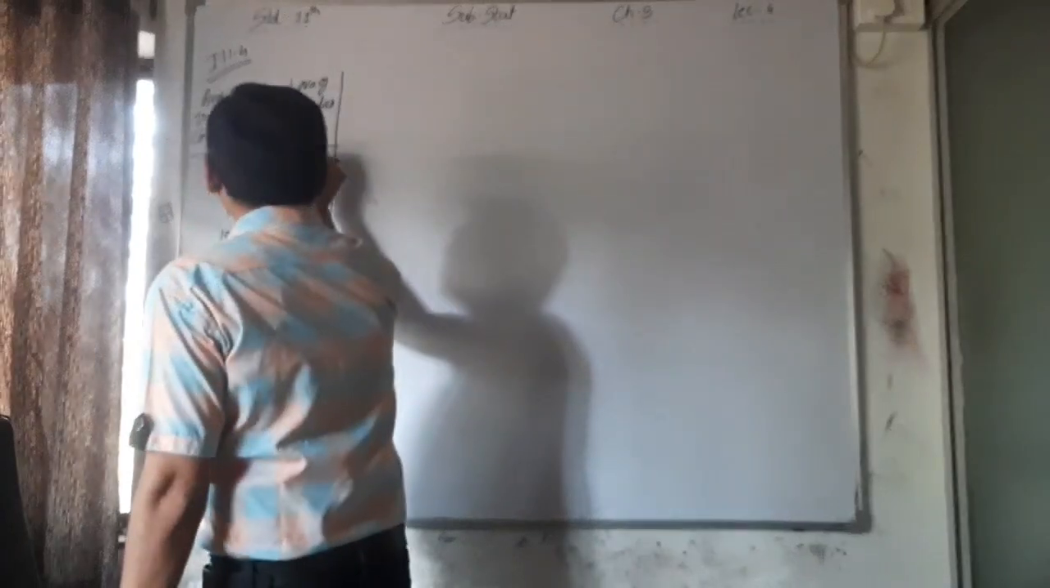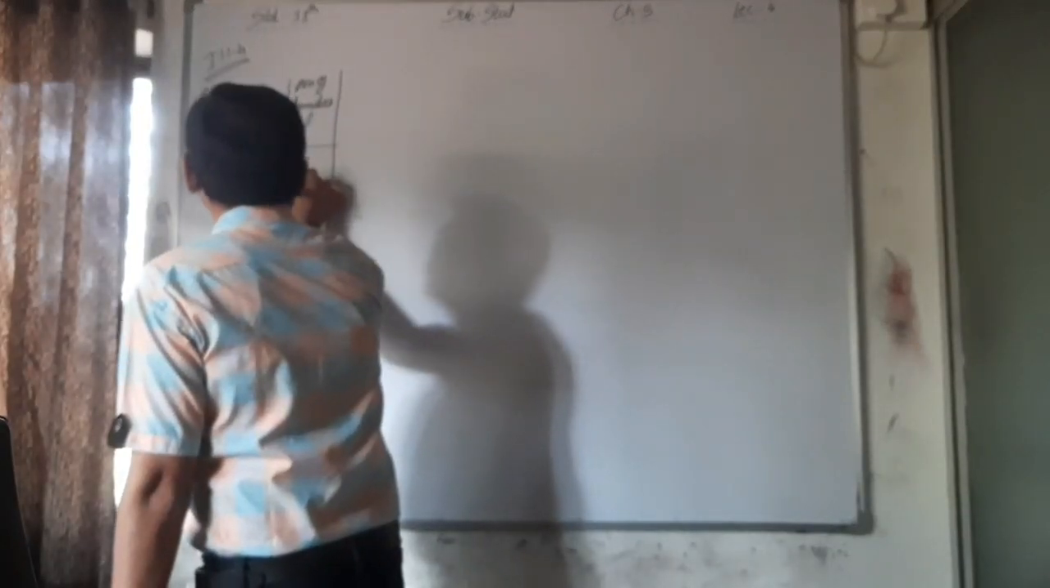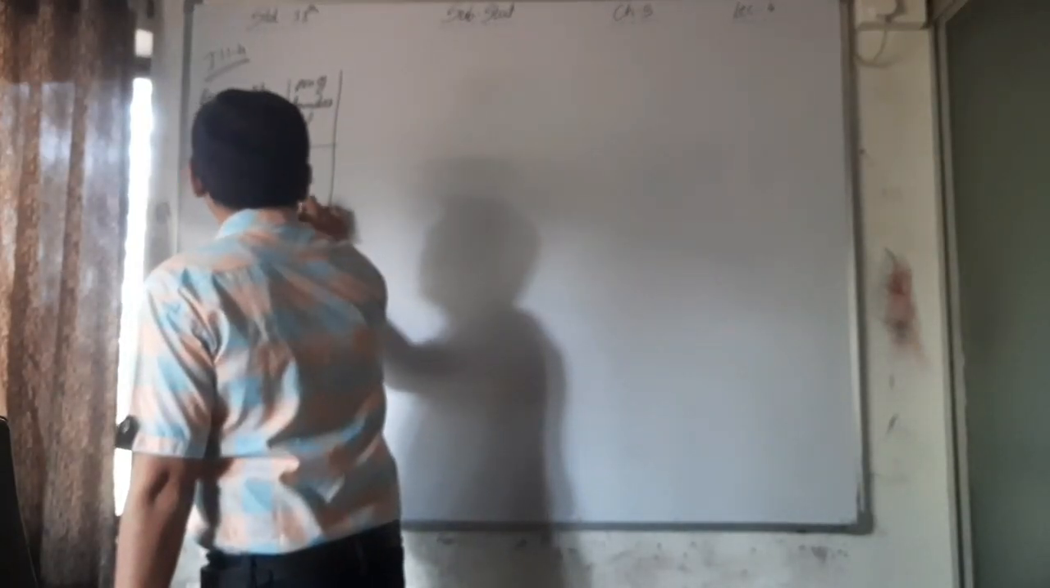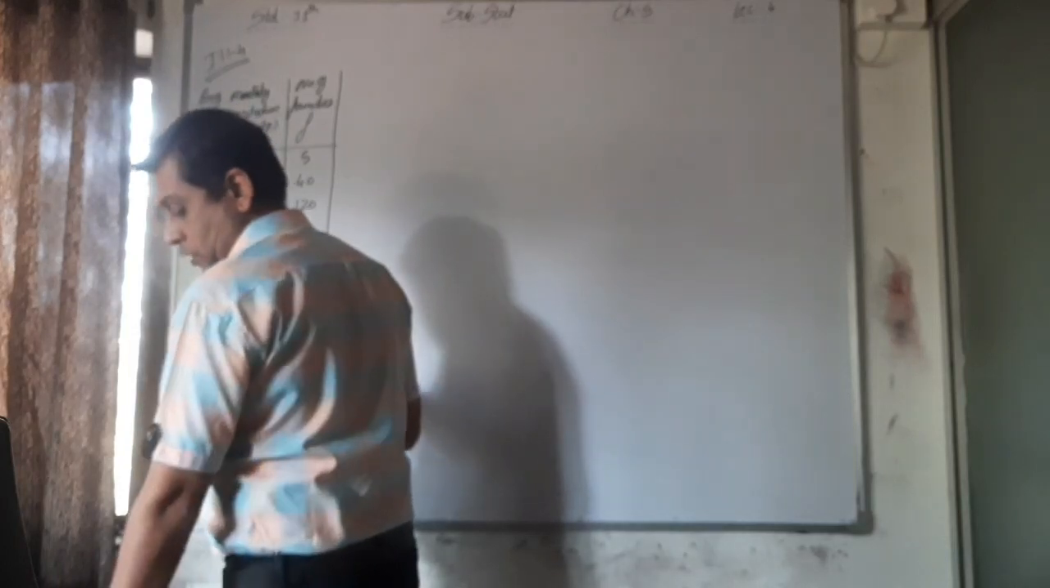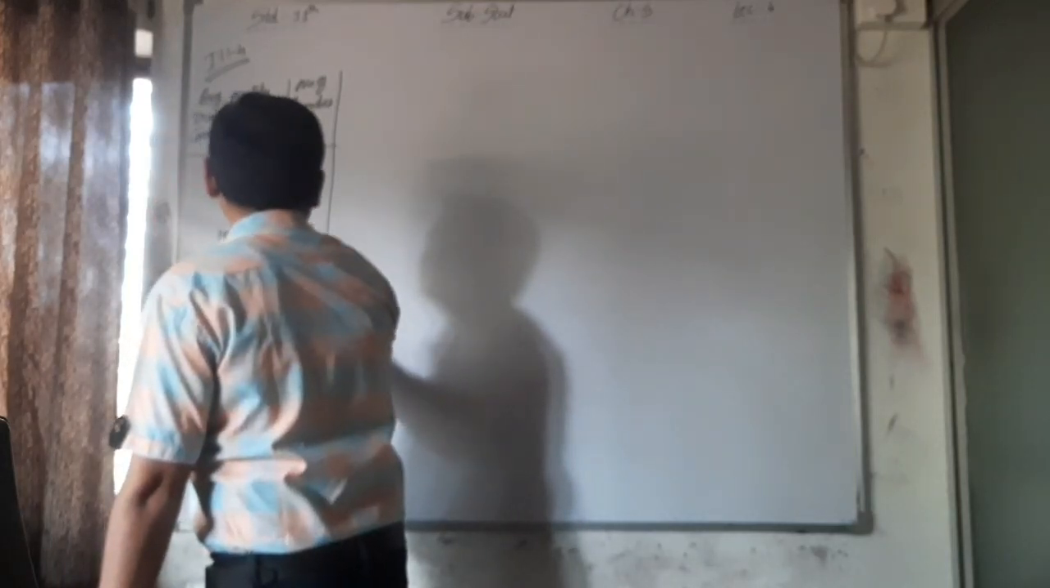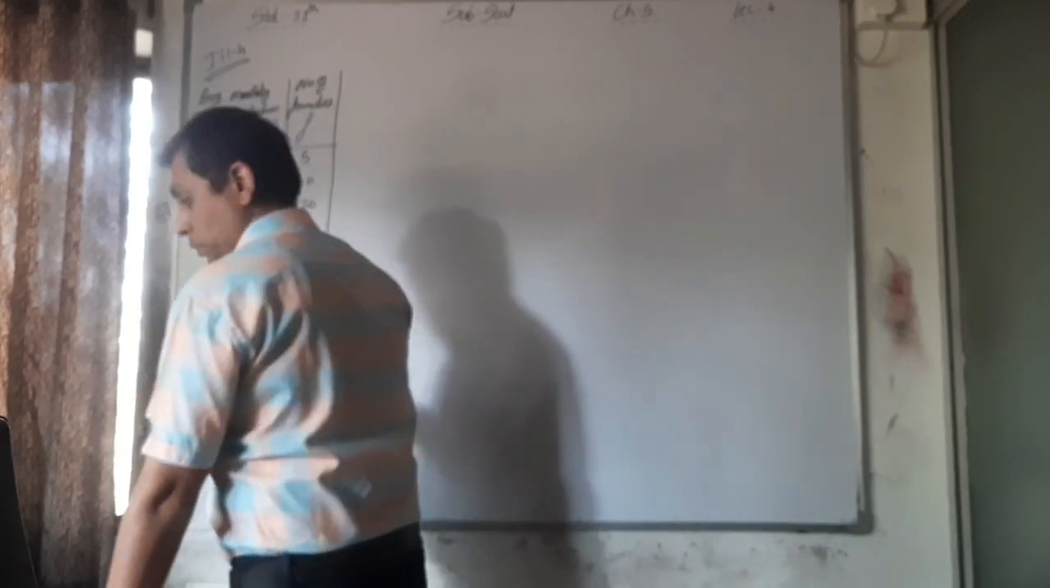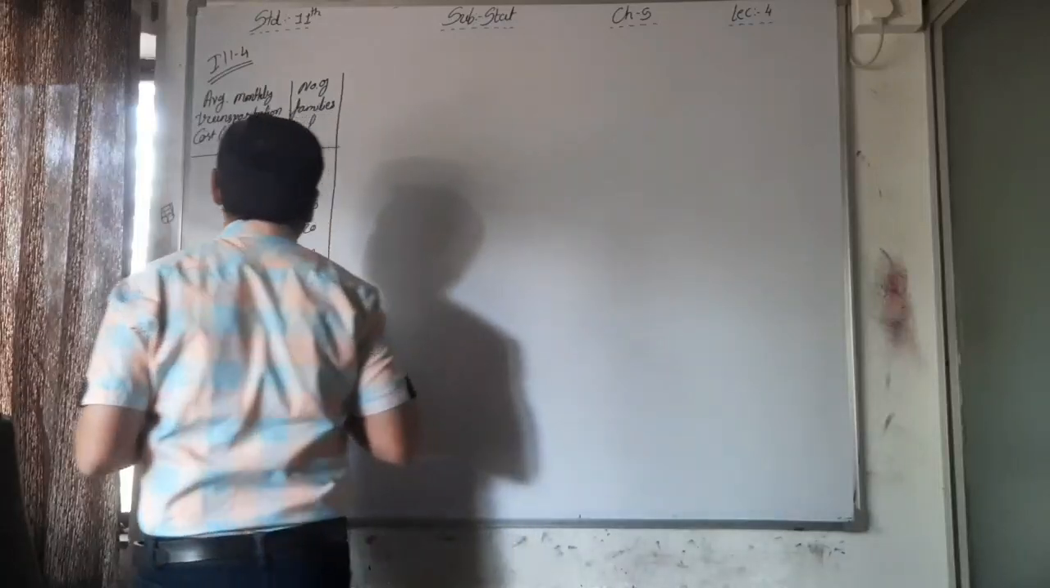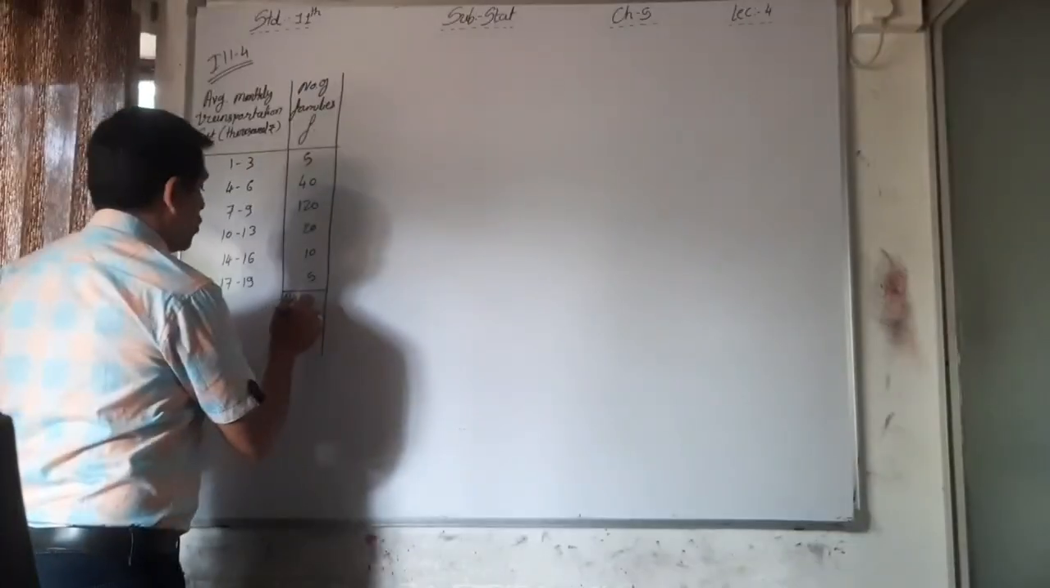Then frequency 5, then 40, then 120, then 20, 10 and 5. So your n is equal to 200.